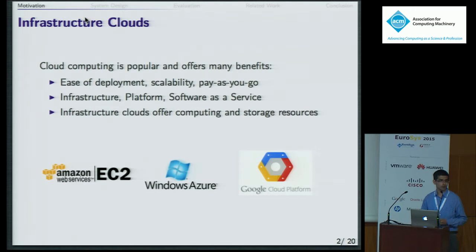Depending on what is offered as a service, there are many types of clouds, like infrastructure clouds, platform clouds, and software as a service clouds. In this talk, I'm going to focus on infrastructure clouds, like Amazon EC2, Microsoft Azure, and Google's cloud platform. These infrastructure clouds offer computing and storage resources to users on which they can run their unmodified applications.